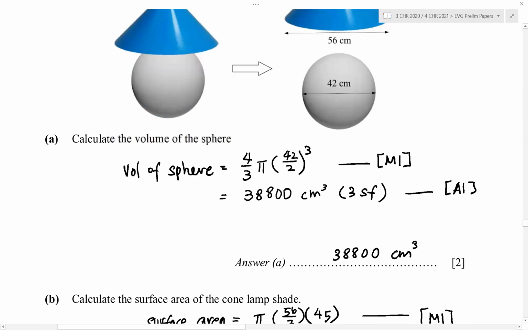Volume of sphere. When you see volume of sphere, must be happy because the formula is given already. 4/3 pi r cube. The formula is in our cover page. Regine, why are you looking at your phone?